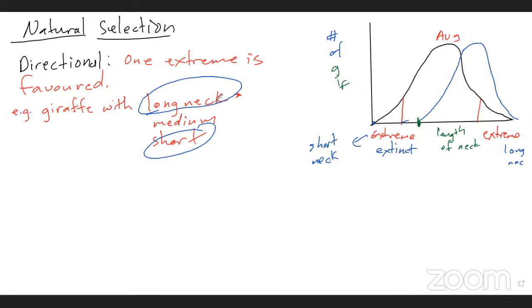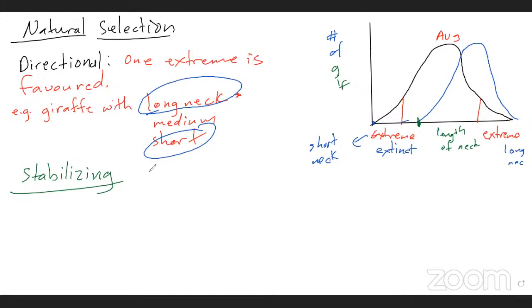After we are done explaining this, we just list out Darwin's observations. All right, so that is how you do directional selection. You have stabilizing now. All right, stabilizing.